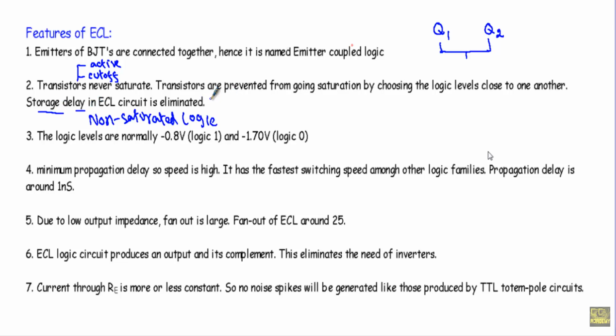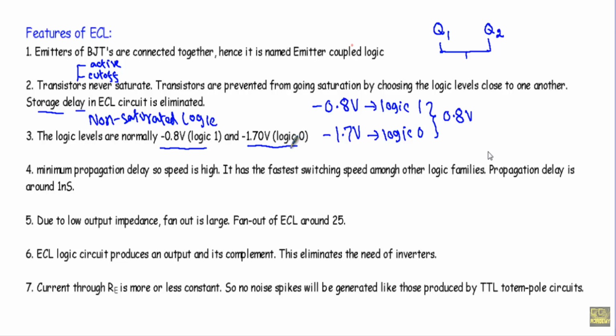Now look here, the transistors are prevented from going to saturation by choosing the logic levels close to one another. Here you will see for logic 1, we will apply minus 0.8 volt, and for logic 0 we will apply minus 1.7 volt. See, the separation between the two logic levels is only 0.8 volt. As the logic voltage levels are very close, our transistor will not be in saturation. Third point, the logic levels are normally minus 0.8 volt for logic 1 and minus 1.70 volt for logic 0.